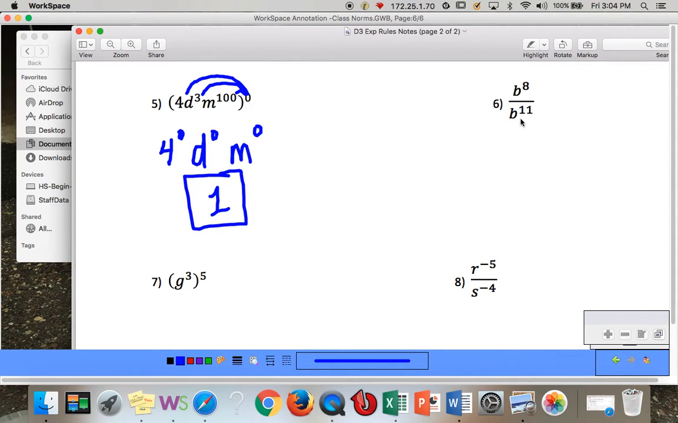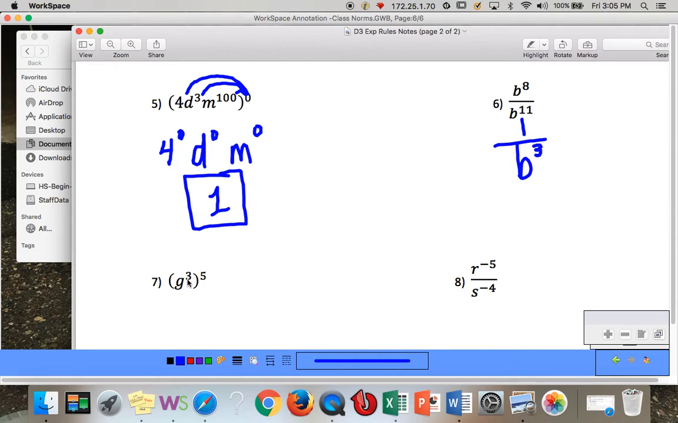The next one, b to the 8th over b to the 11th. So we have 8 b's on top, 11 on bottom. When you cancel, there's 3 left on the bottom. And on the top, there's really a 1 there. Because if we cancel everything, anything divided by itself is 1. So there's a 1 there.